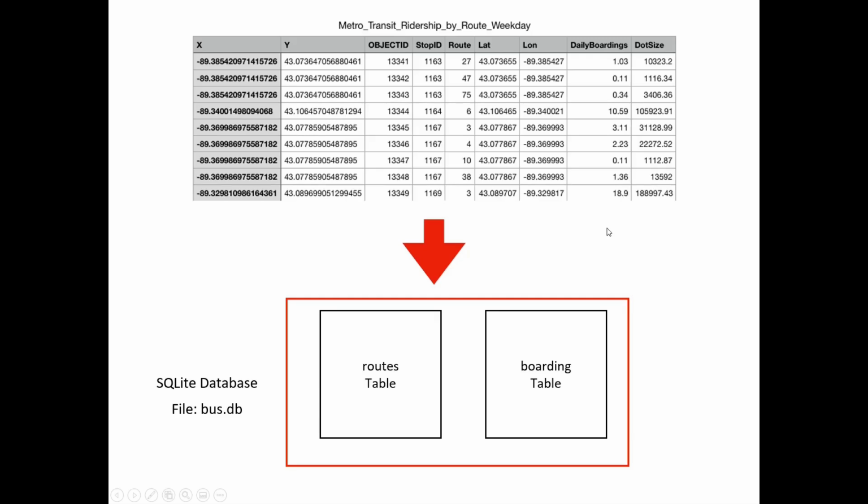The second table that we'll have is the one that actually has the daily boardings. So in this case, we've got latitude and longitude of all of the stops, the actual stop ID, what route they belong to. Again, latitude and longitude. And this is the important part: how many people get on each stop per day? And this is an average, 1.03 people, people coming in as numbers, but it's averaged over 12 days.